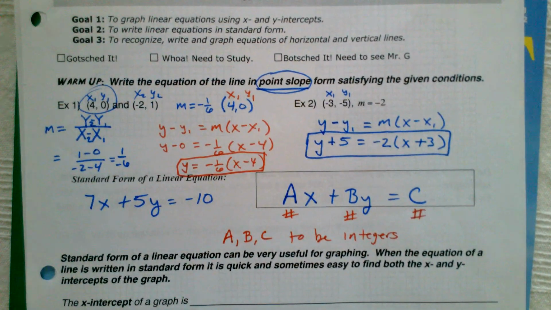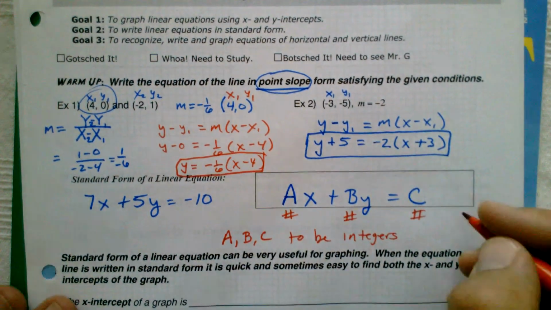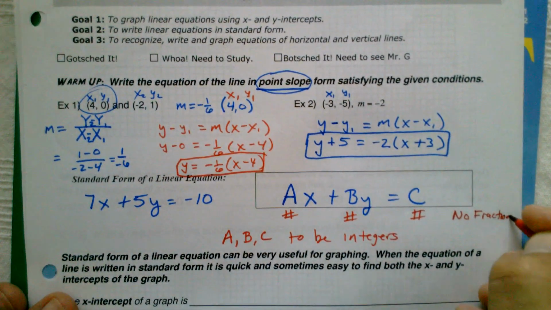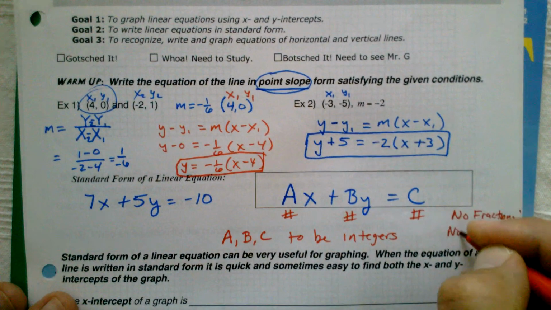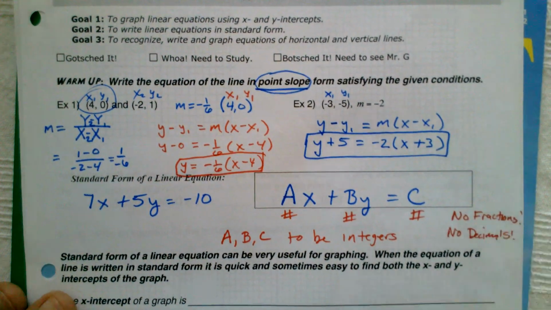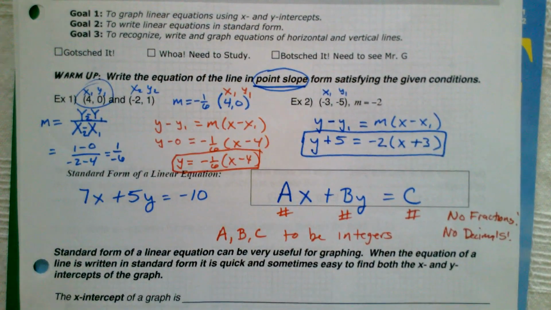Okay. What are integers? Integers are nice, pretty numbers, like 2 and 1 and -7 and 100. So we want A, B, and C to be nice, pretty integers, which means no fractions, no decimals. If we have fractions and decimals, we can go ahead and change those. And we'll show you what to do with that.